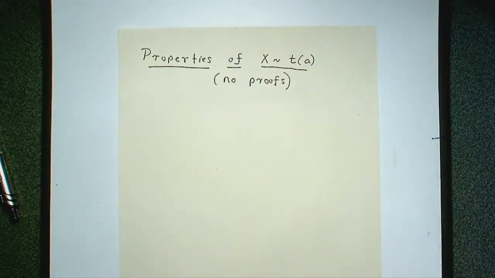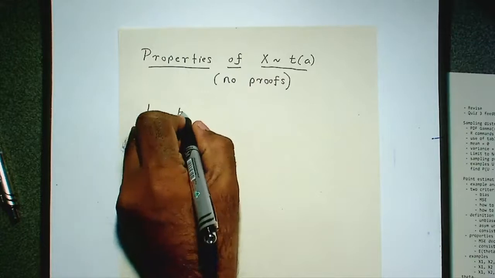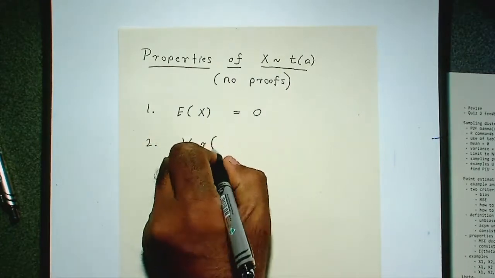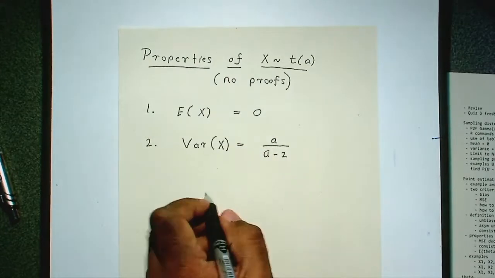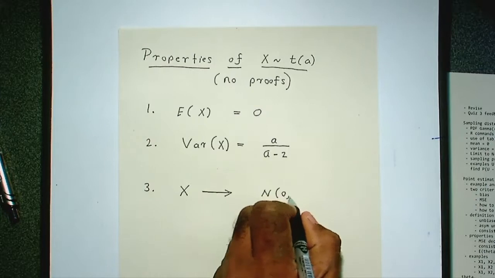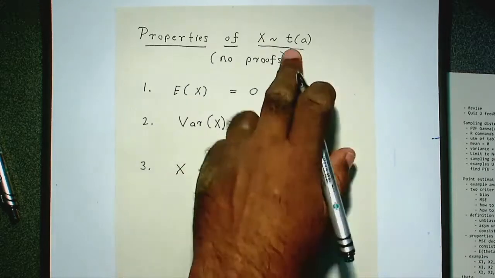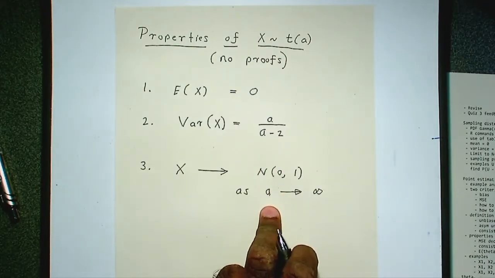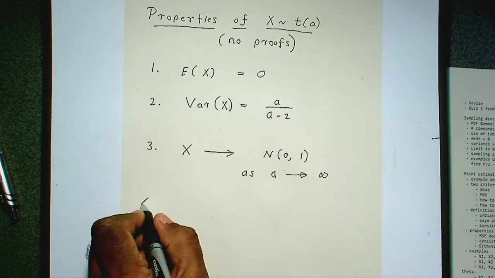Right, I want to write down some properties of a t variable. You're not expected to know the proofs, but if you want to prove them, that's fine with me. The first is the expected value is 0. Second is the variance is this, right? The third is that x, which is a t variable, approaches a standard normal variable as the parameter a, the degree of freedom parameter, approaches infinity, right?